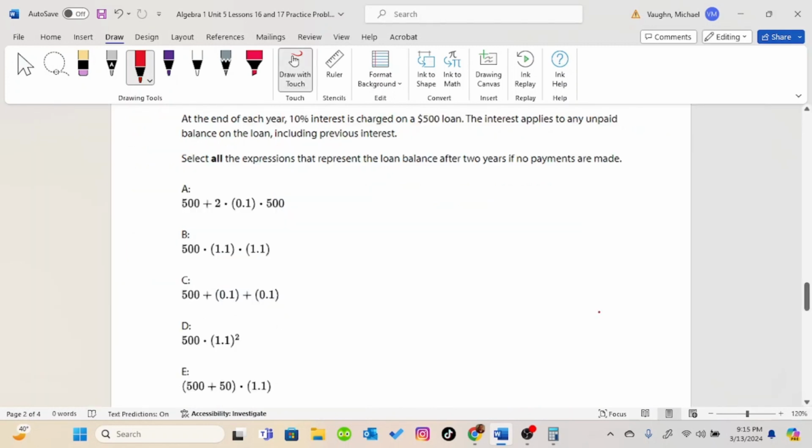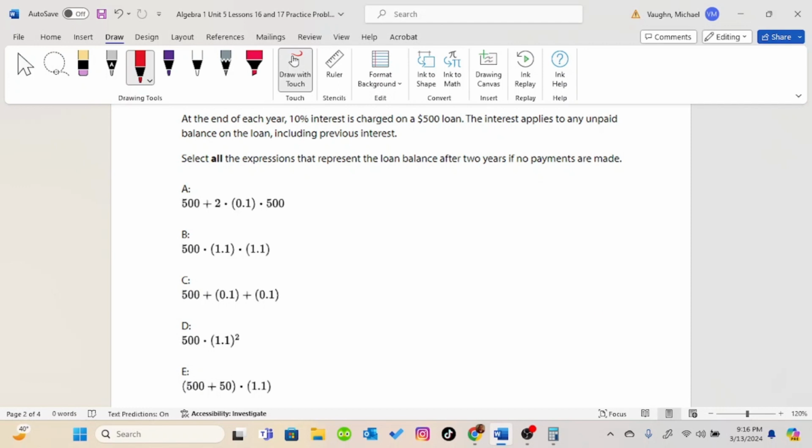At the end of each year, 10% interest is charged on a $500 loan. The interest applies to any unpaid balance on the loan, including previous interest. Select all the expressions that represent the loan balance after 2 years if no payments are made.